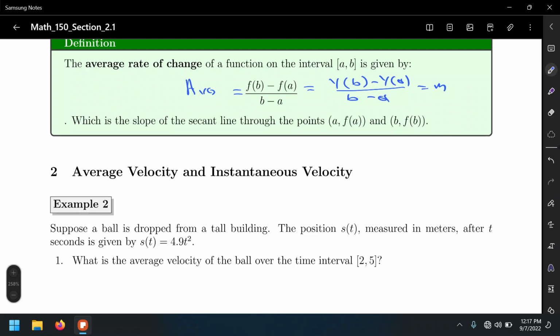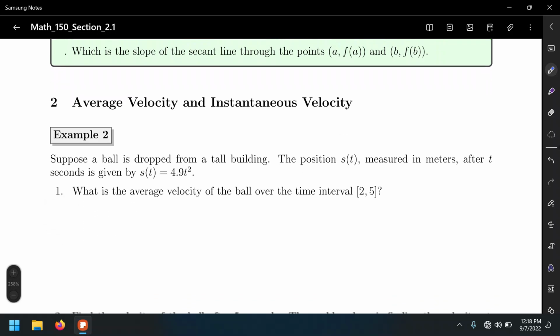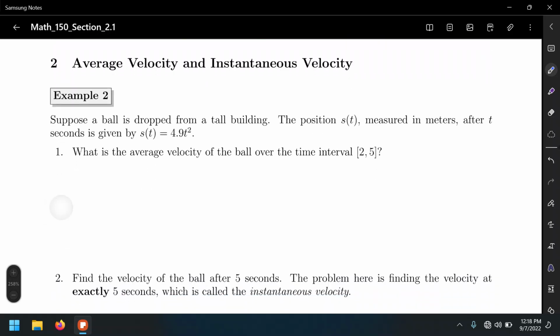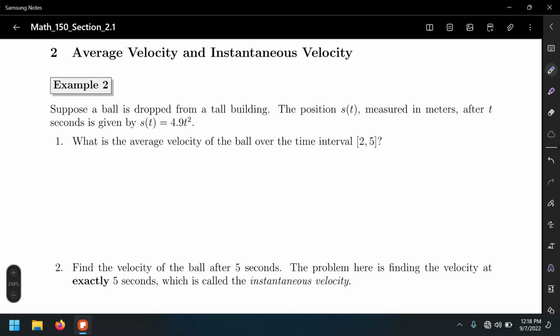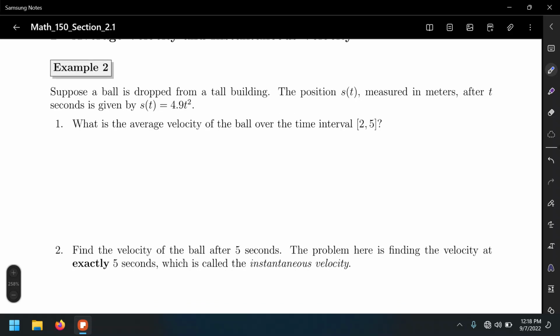Alright, so let's put a problem into context. Let's find the average and instantaneous velocity for a situation right here. So what do we have? We have a ball that is dropping from a tall building. The position S of t, measured in meters after t seconds, is given by this equation right here: S of t equals 4.9 t squared.